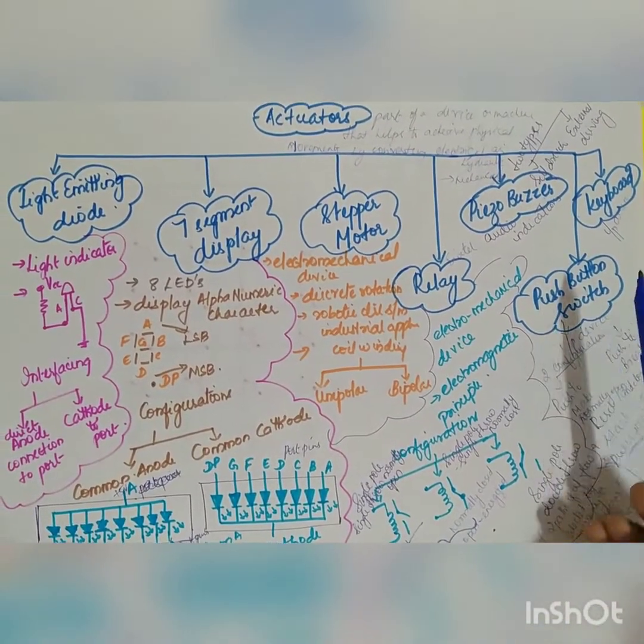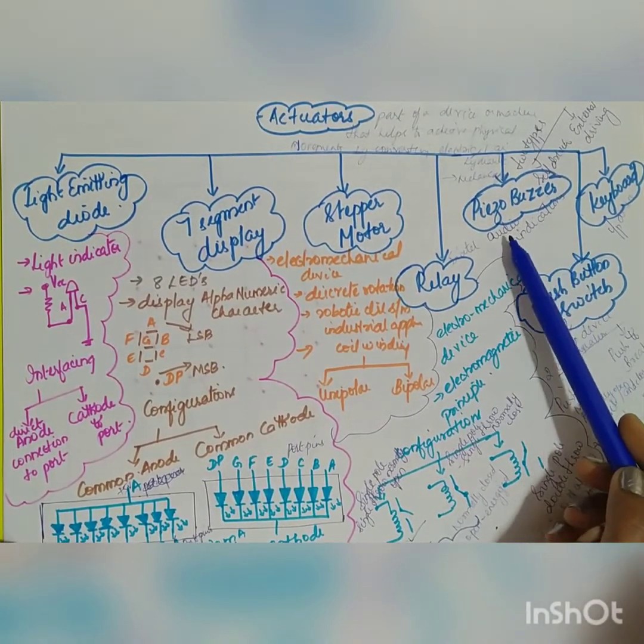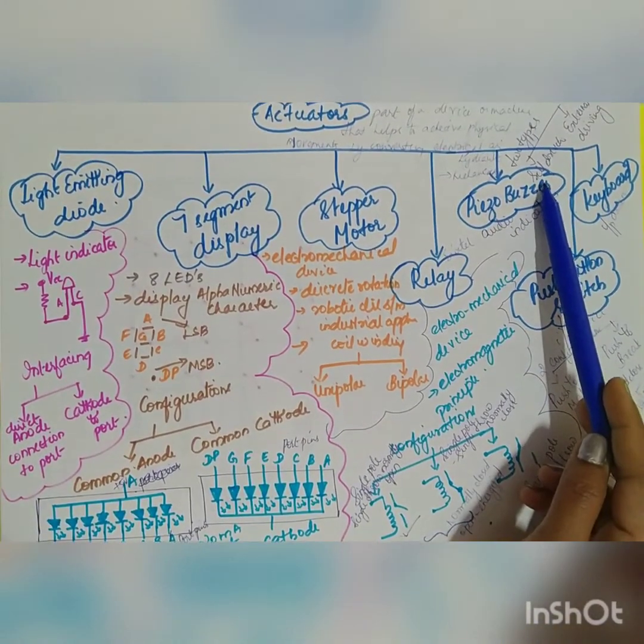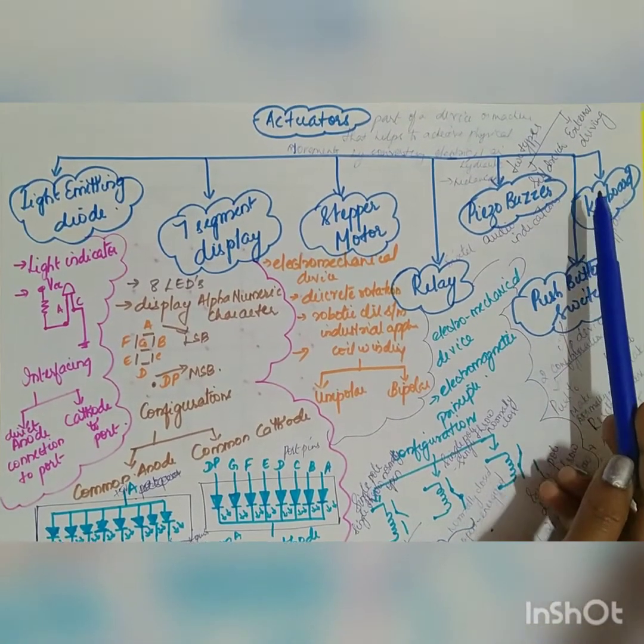The next type is called the piezo buzzer. The piezo buzzer is used as an audio indicator. There are two types: the first type is called self-driving, and the second one is called external driving.